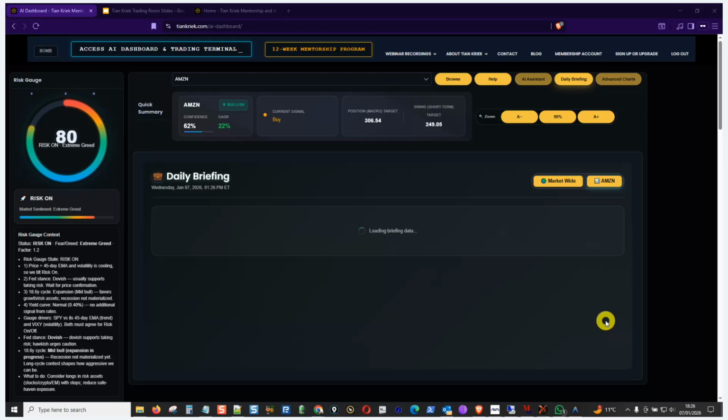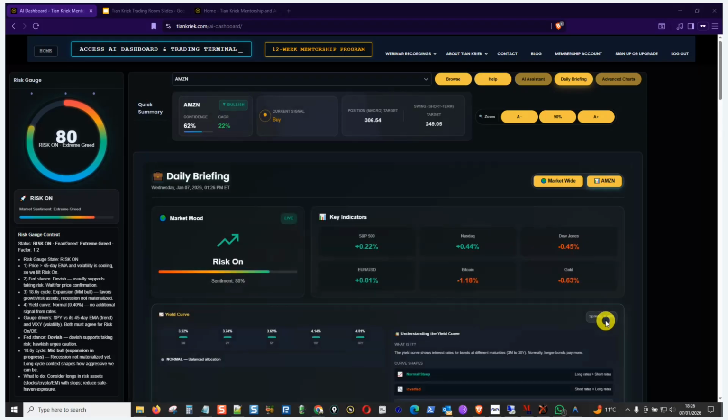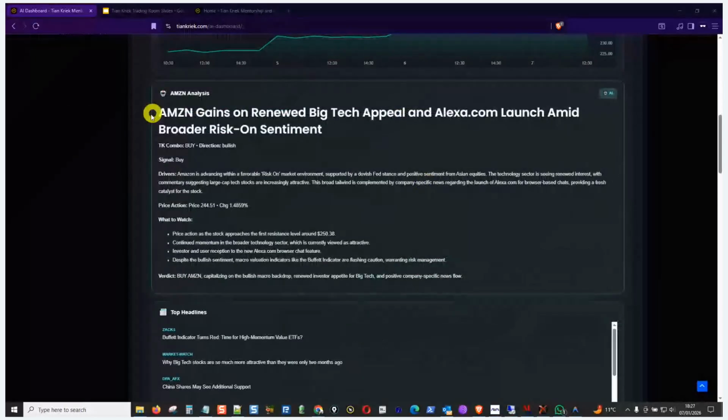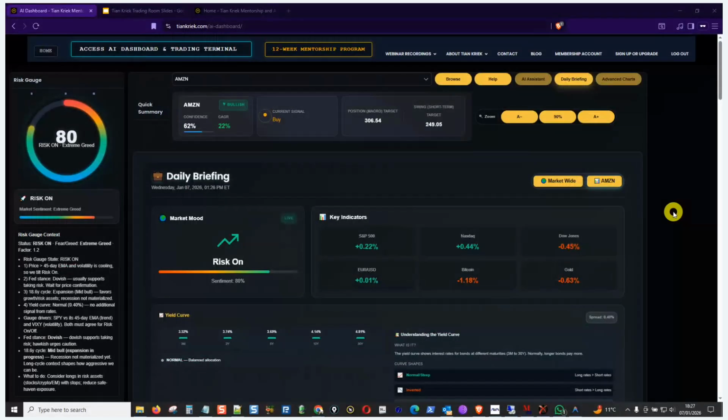Wait for that to load. Okay, and there we go. So now the whole daily briefing is focusing on Amazon and what could be moving in Amazon, why Amazon has been moving, and what the signal is, what you should be doing with Amazon. Okay, so if you don't know what the direction is or what action to take on a particular symbol, just go and click on the daily briefing. Okay, and you will see.